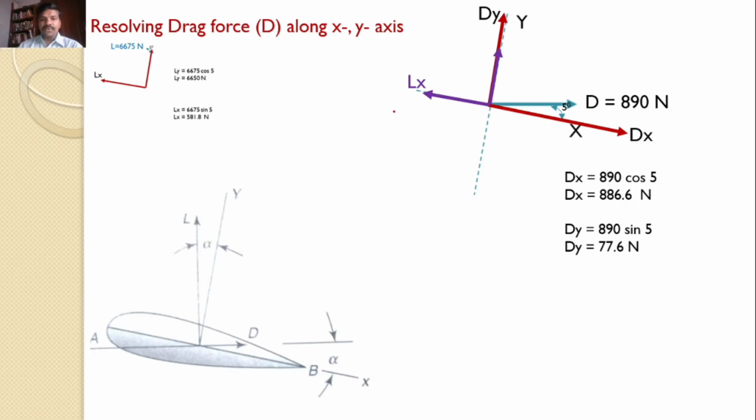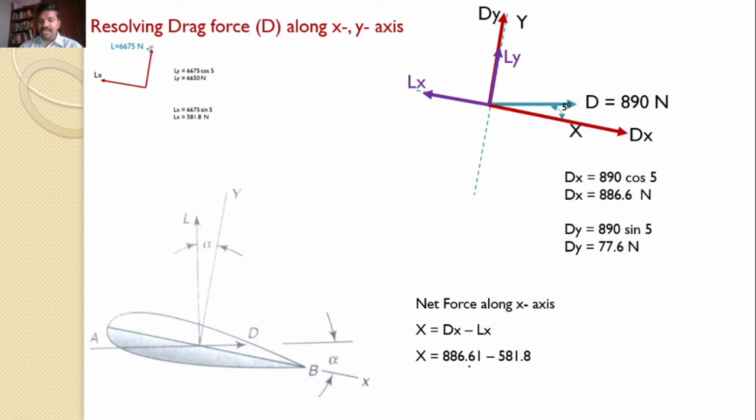And the magnitude of Lx and Ly also known to us. Now, what is the net force acting along x-axis? Dx force is acting towards right side. The Lx force is acting along left side, but both the forces act along x-axis only. Hence, the net force along x-axis is equal to Dx minus Lx.